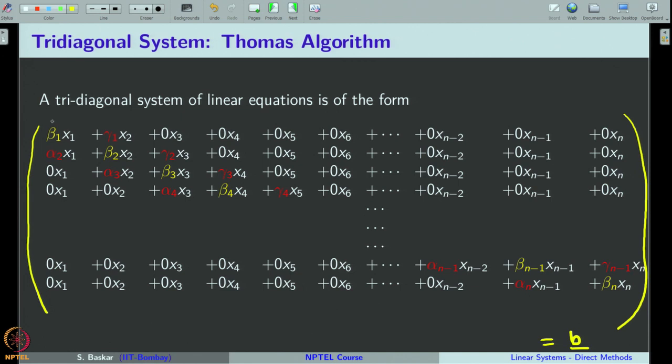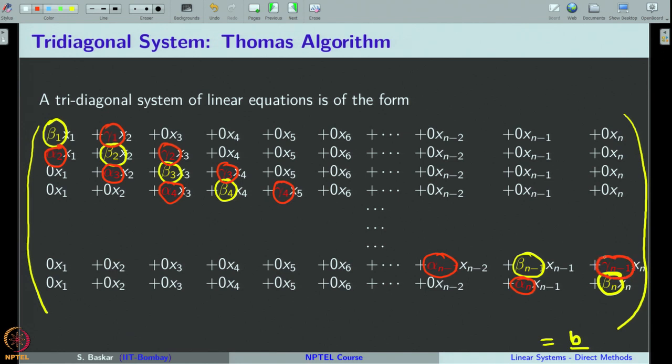Here you can see that the diagonal elements are non-zero, denoted by beta i's, and similarly the lower diagonal elements alphas are non-zero, shown here, and the upper diagonal part gammas are also non-zero entries in the coefficient matrix. Remember, few of them may be zero, but generally we will assume them as non-zero elements. Other than that, everybody else will be zero. So, how the structure of the matrix will look like?